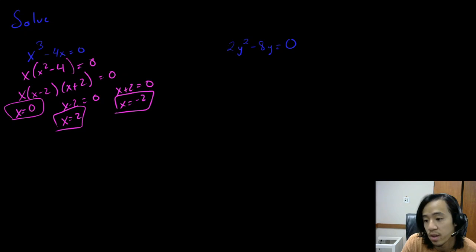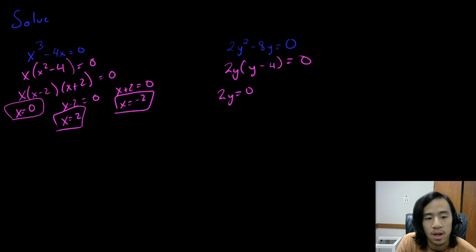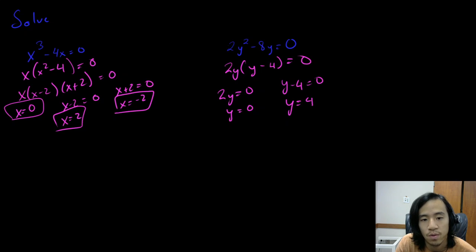All right, so I'm going to do this next example over here. First thing you want to do is greatest common factor. So I can take out a 2y. So I'm left with y minus 4 here, equals 0. Now I'm going to set all of my factors equal to 0. So 2y equals 0, divide by 2 on both sides, and you get y equals 0. And then over here, I have y minus 4 equals 0, and I'm going to add 4 to both sides and get y equals 4. So those are my 2 solutions.